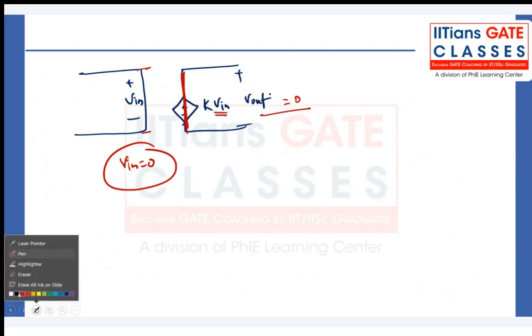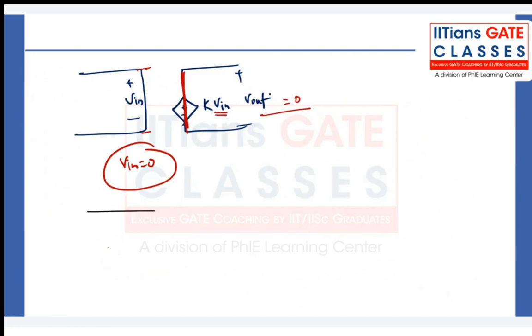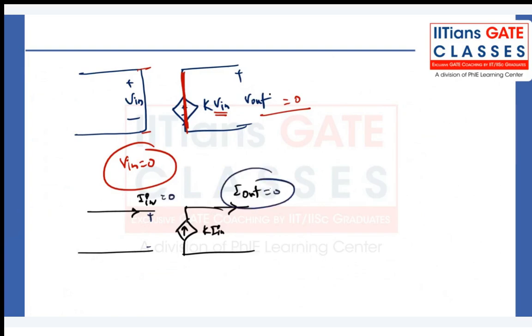And suppose there is a current I in, and there is a current source which is k times I in, right? And you have to find the I out. By default, this I in, because there is an open circuit, will be zero. Means you can replace it by an open circuit, right? Because I in is zero, you can replace it by an open circuit. So this kind of thing you will face.